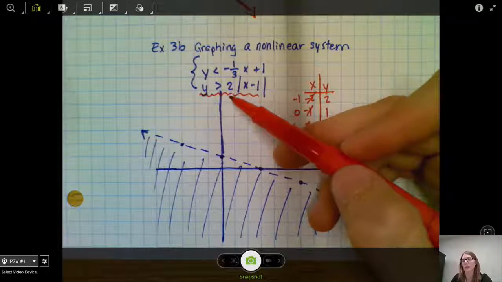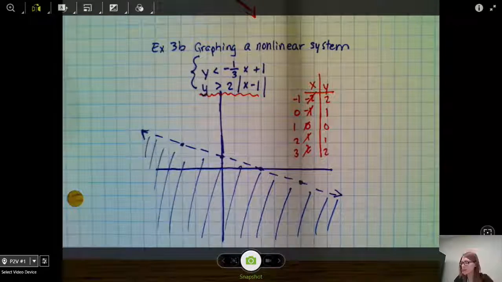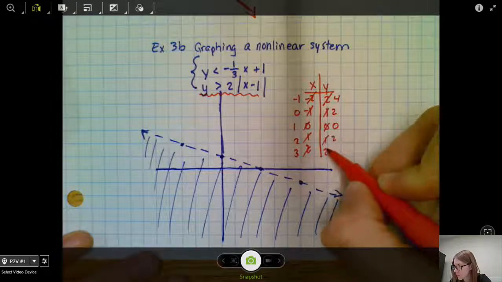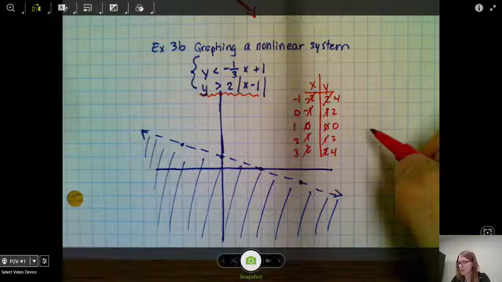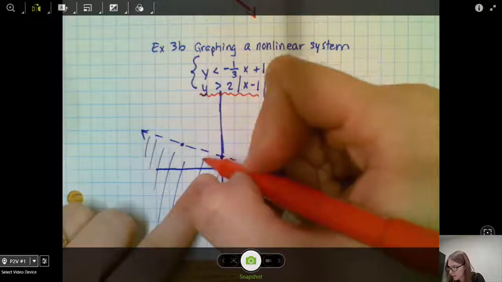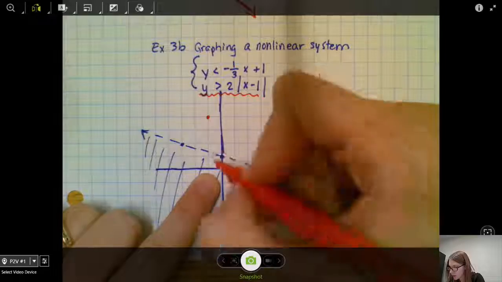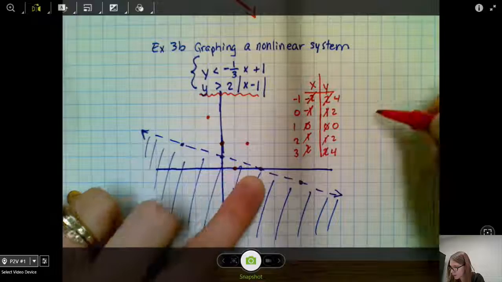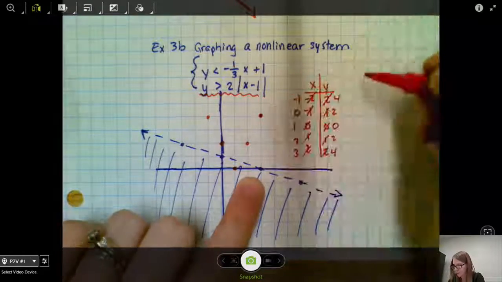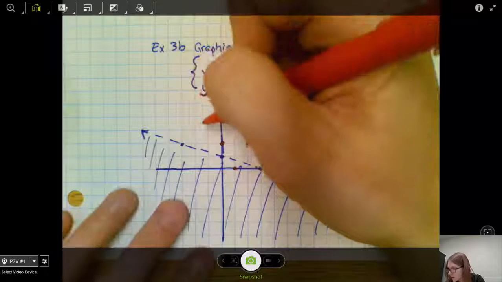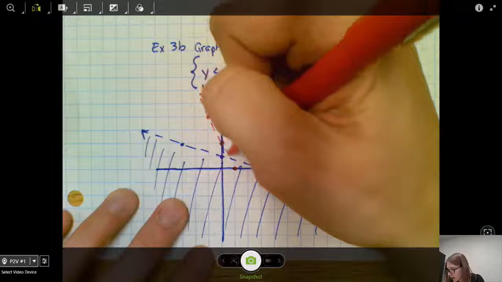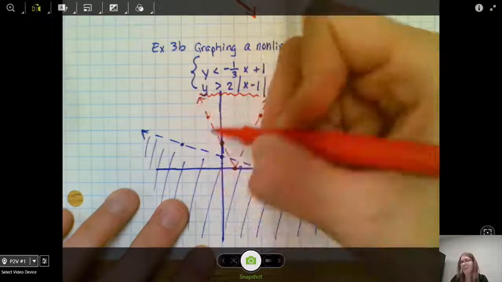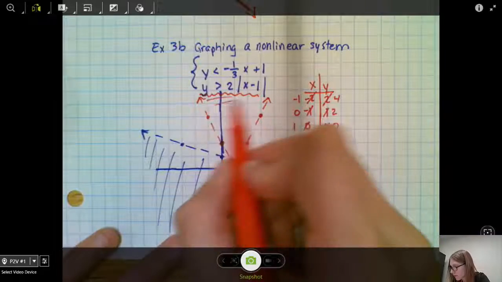And then my 2 here is my vertical stretch. So affecting our y values, multiplying them each by 2. So these are my points to plot. Negative 1, 4. 0, 2. 1, 0. 2, 2. And then 3, 4. Just a greater than symbol. So I'm using a dotted line here. And greater than, we are going to shade above.